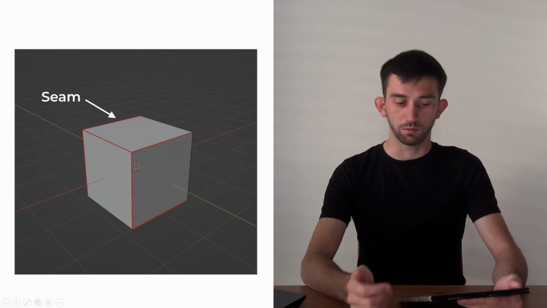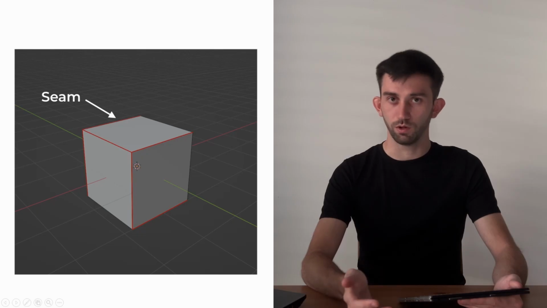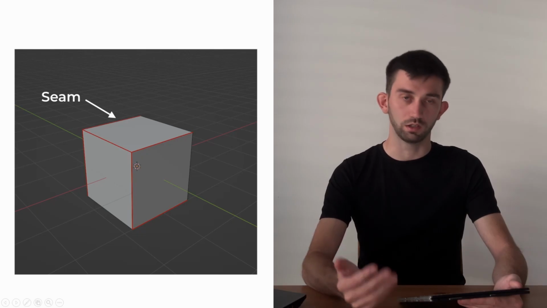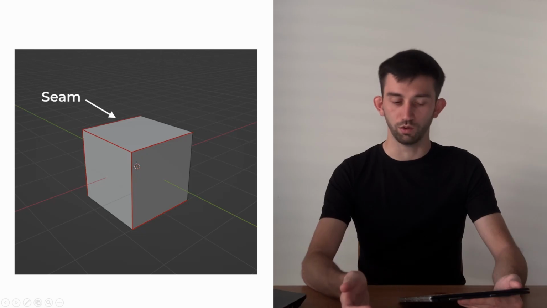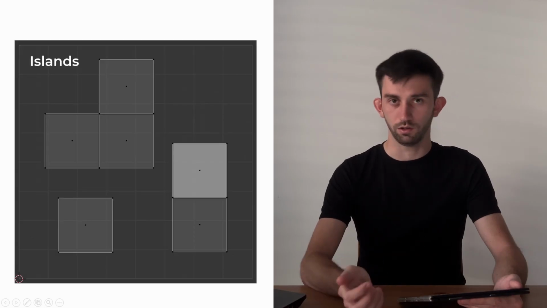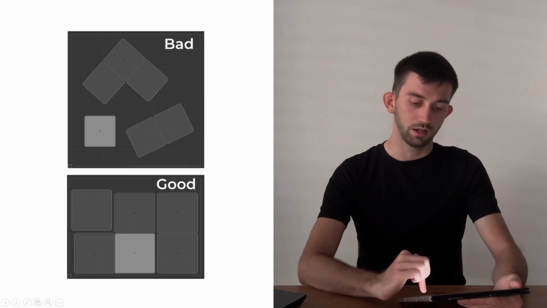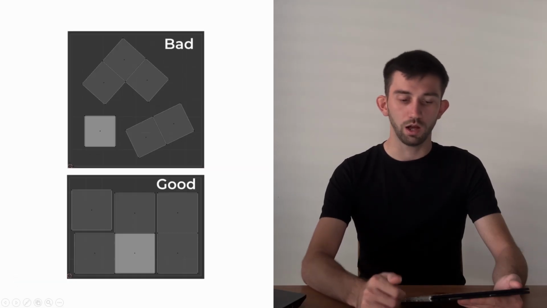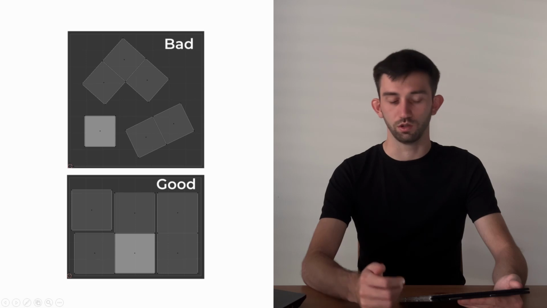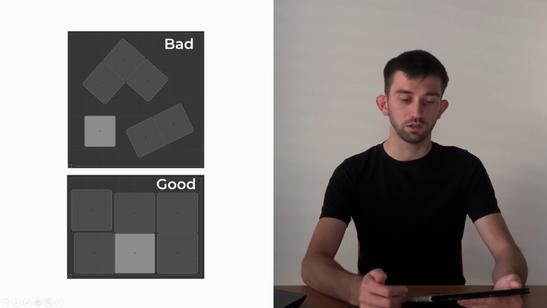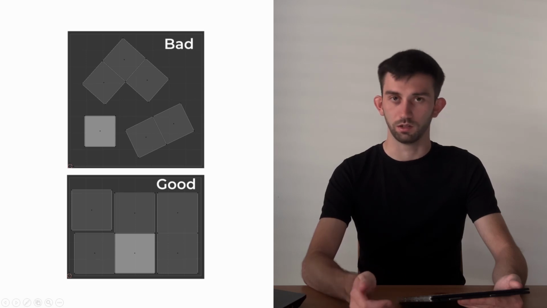There is some basic terminology which I will use going forward and you should know, starting with seams. These are the edges where the mesh is cut to unfold. Then we have islands. These are separate pieces of the UV map. And lastly we have packing, how the islands are arranged on the UV map, so it's efficient and uses the maximum of the texture space.